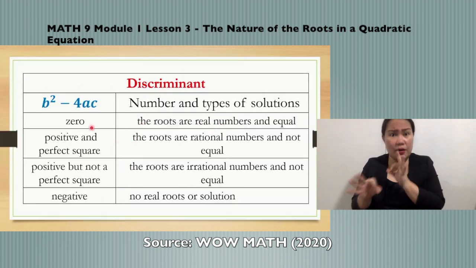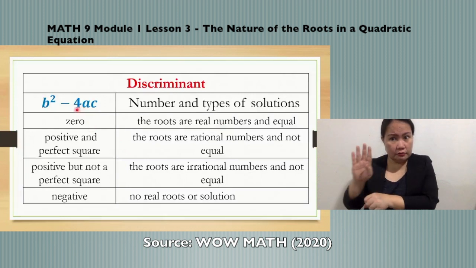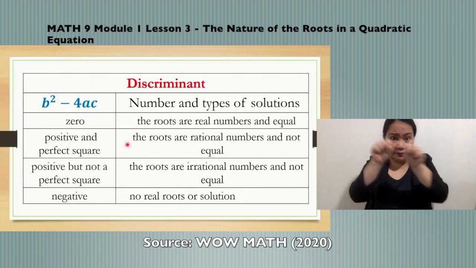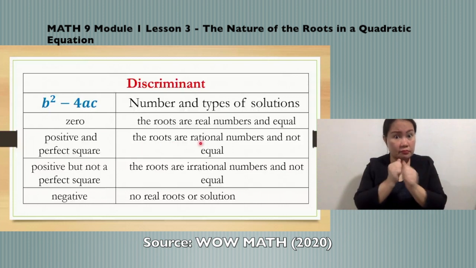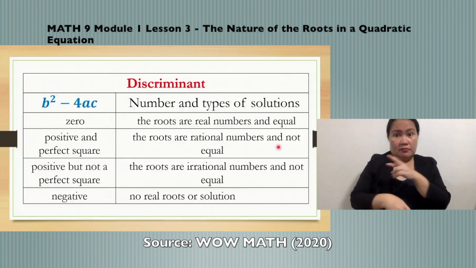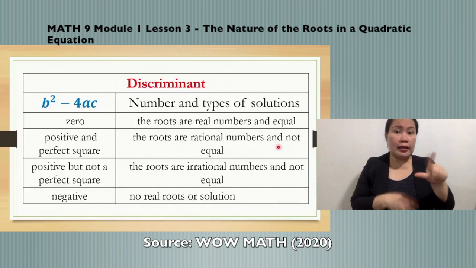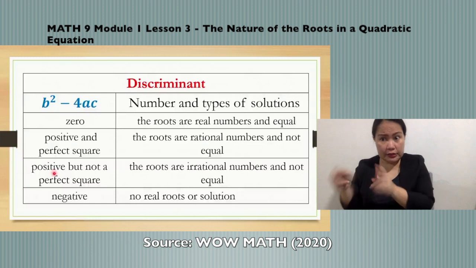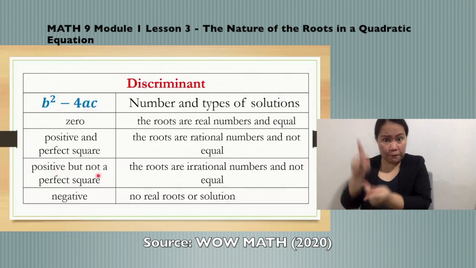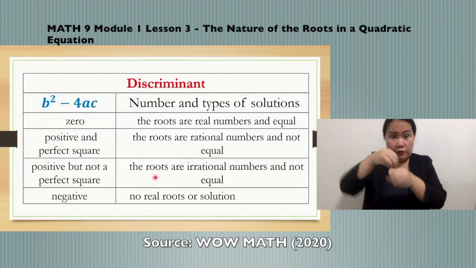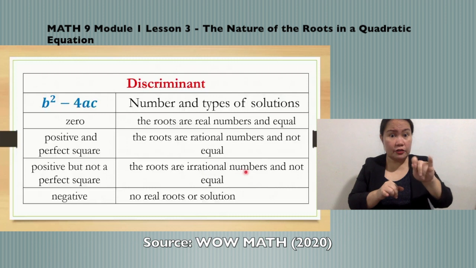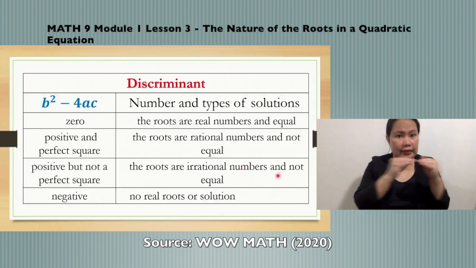Okay, now, if gumamit ka ng discriminant na b squared minus 4ac at ang result ay positive and a perfect square, therefore, the nature of the roots are rational numbers and not equal. So, they are not equal. Now, if the result is positive but not a perfect square, the nature of the roots in the quadratic formula are irrational numbers and not equal.